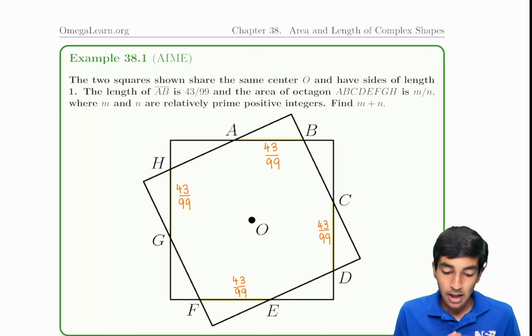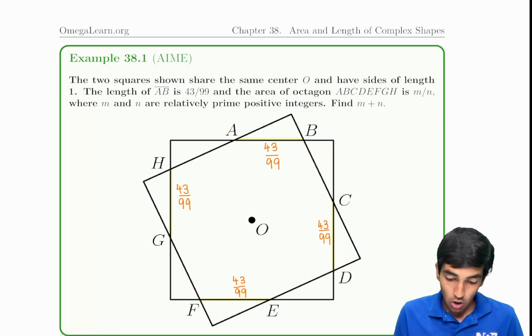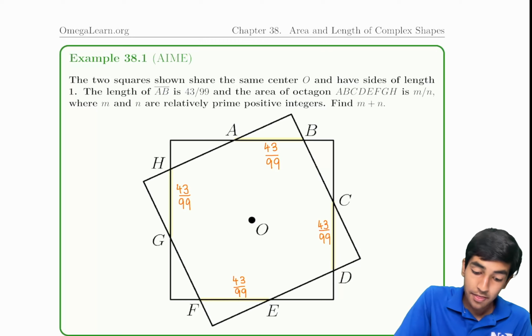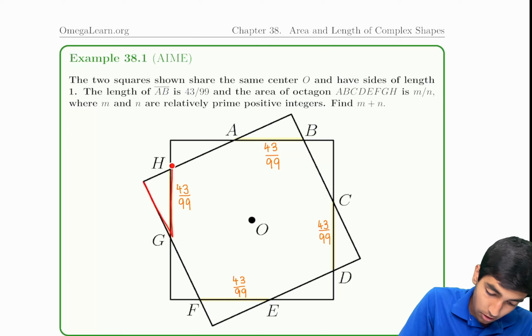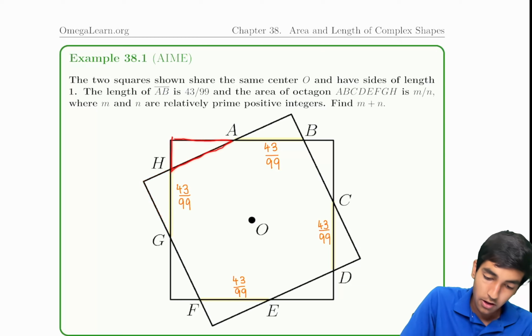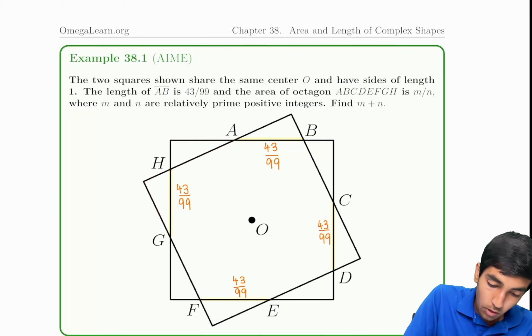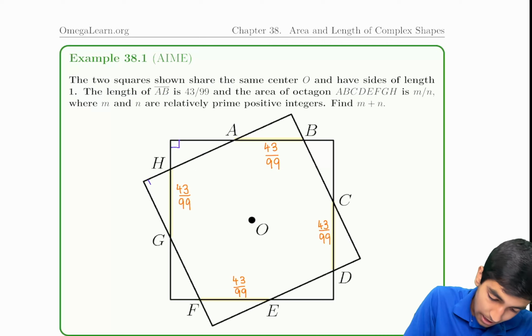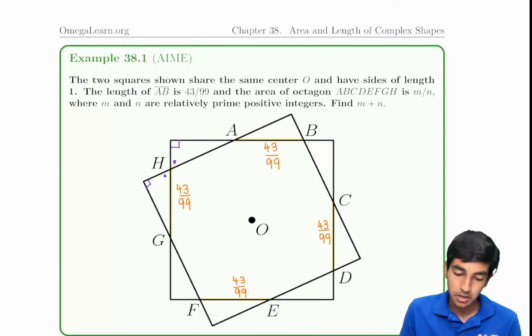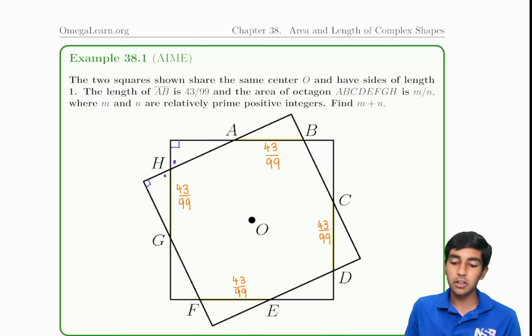Okay, so now there's actually one more cool fact about this diagram, and that is the fact that this triangle is congruent to this triangle. So why is this true? Well, first of all, we can easily see that they're similar because angle, angle, angle, angle. So they're similar triangles. But why are they congruent?